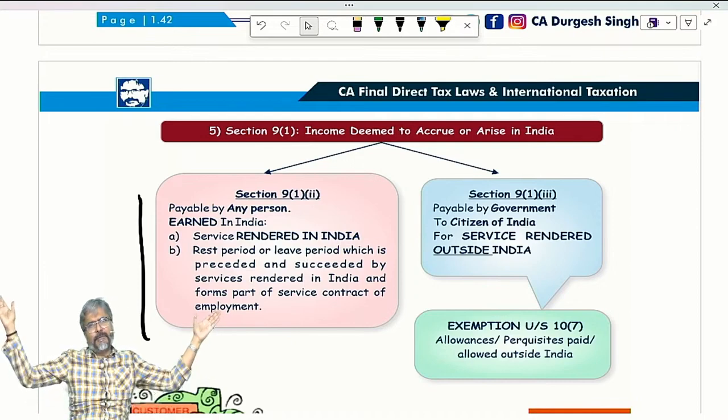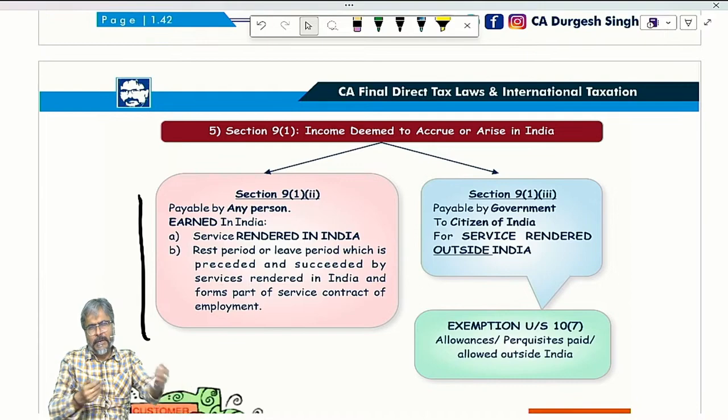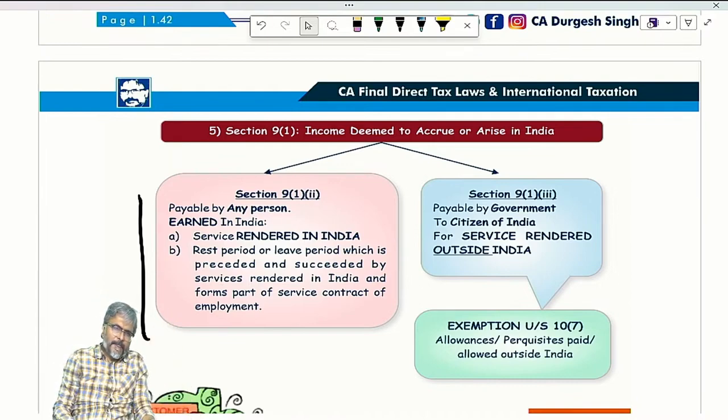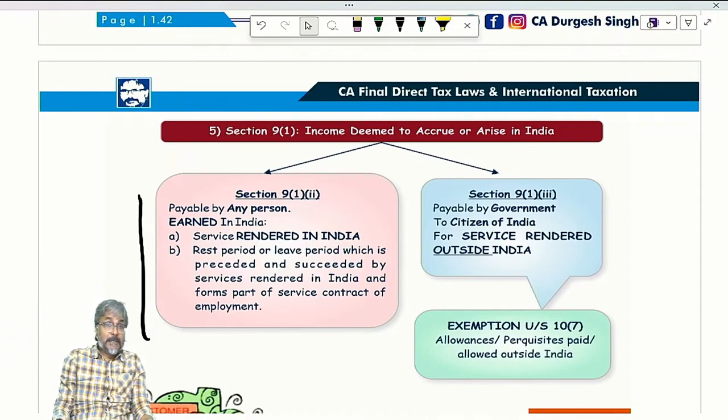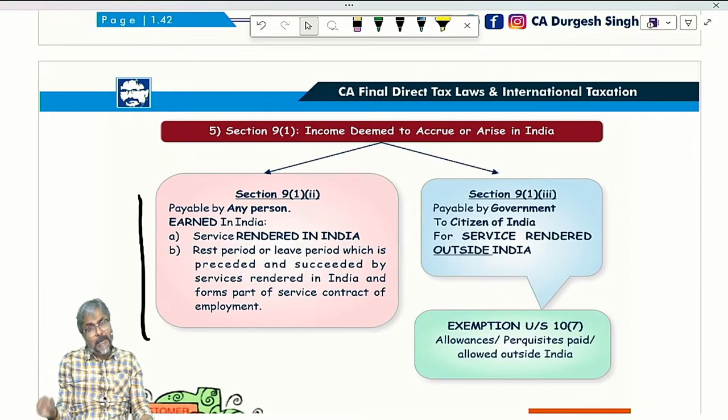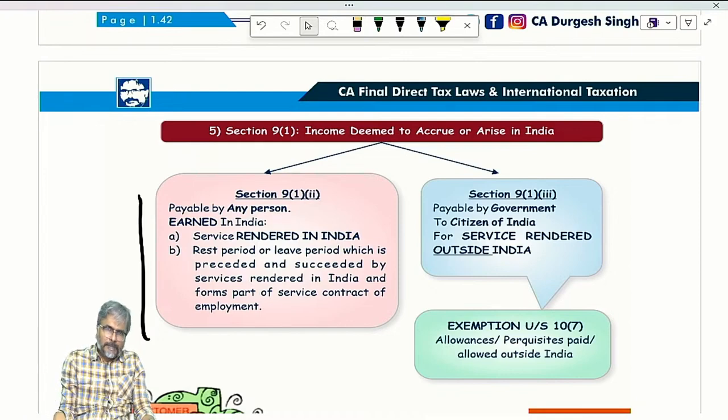Not that they are here in India for years. For 20 days, 30 days, 50 days, they are here and they move on. If you want to tax, then whatever salary they get, even if they are here for 2 days, pro rata 2 divided by the monthly salary 30, that portion of the salary of that month is attributable to Indian service, therefore it is deemed to accrue in India, taxable in India. And if it is taxable in India, please go ahead.